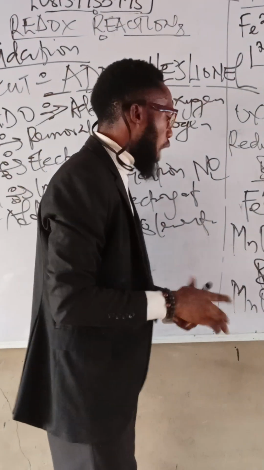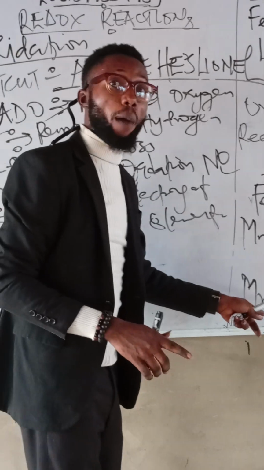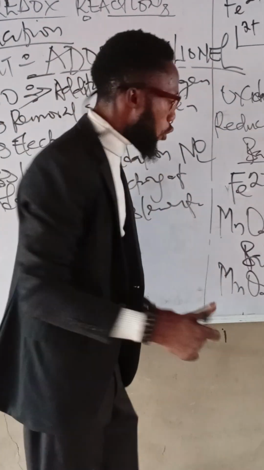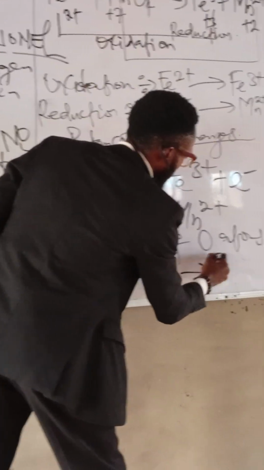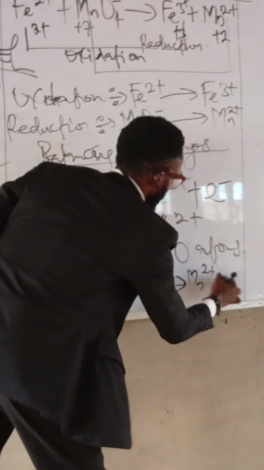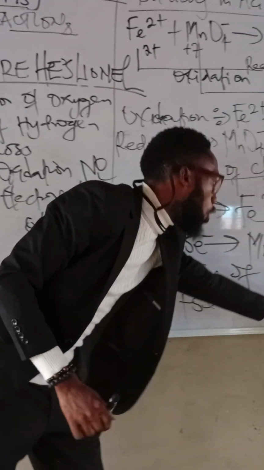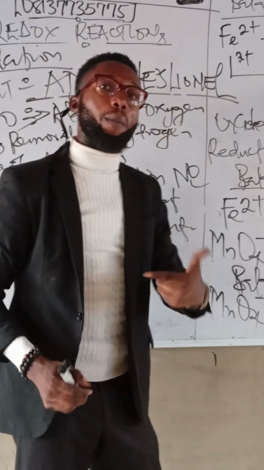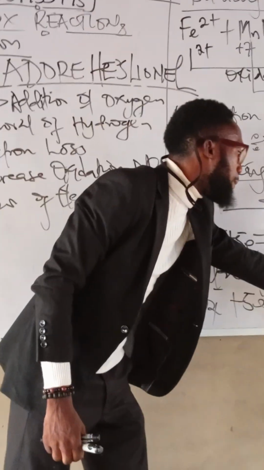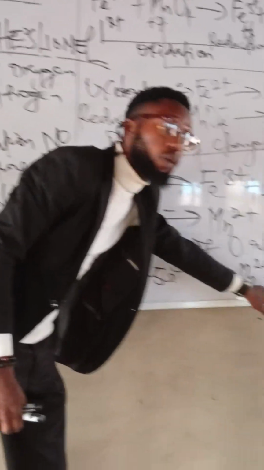H2O, right? Now, how many waters are you going to add like that? That will be 4H2O. Very good of you. So here you have Mn2+ plus 4H2O. You have then balanced the oxygen. But in trying to balance the oxygen atoms, you have also included hydrogen.